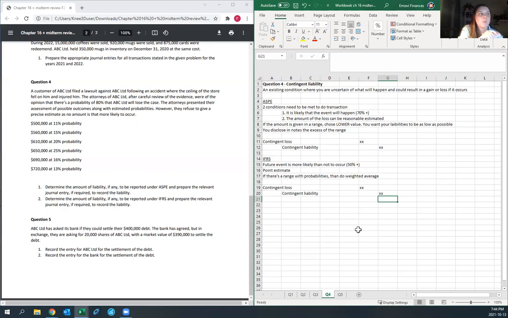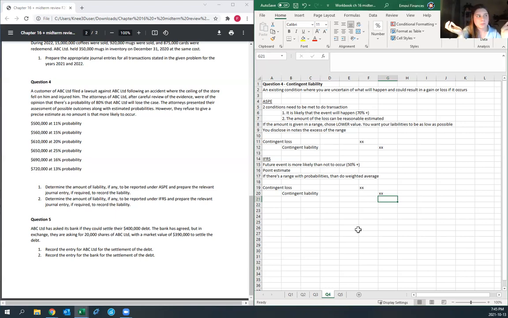If the amount is given in a range, you choose a lower value for ASPE because you want your liabilities to be as low as possible. And in your notes to the financial statements, you're going to disclose the excess of the range. So let's say the range is anywhere from $4,000 to $10,000. You're going to put in your financial statement $4,000. But then in your notes, you're going to say it might be $10,000 instead of $4,000.